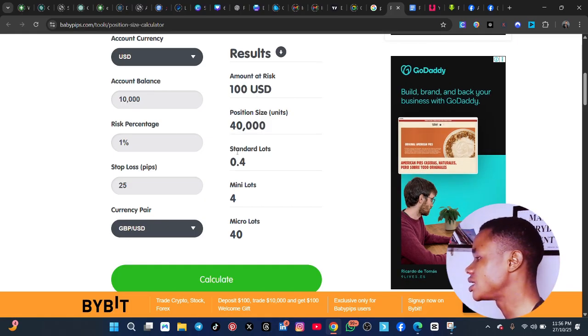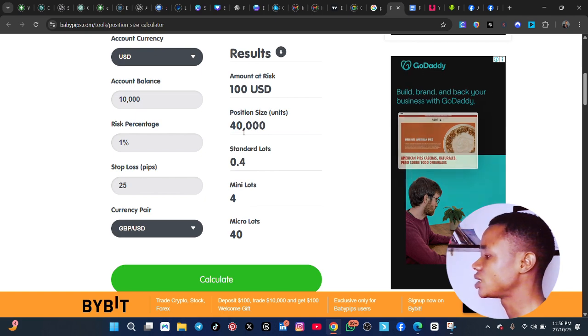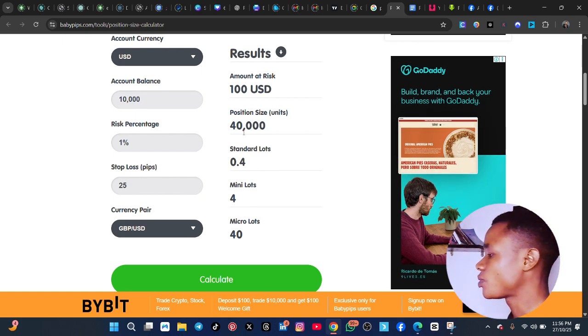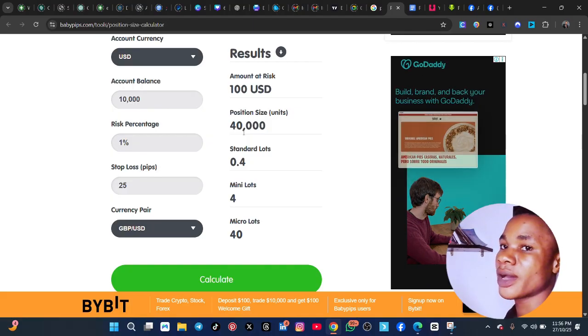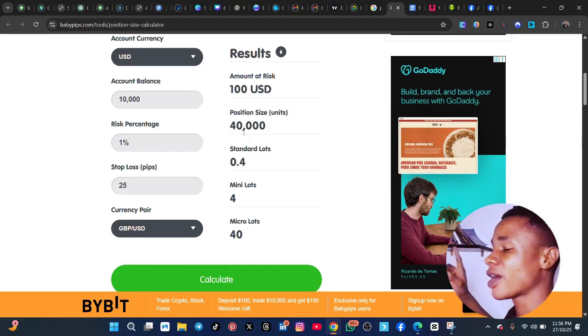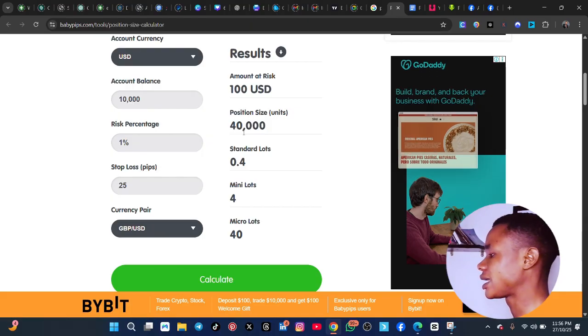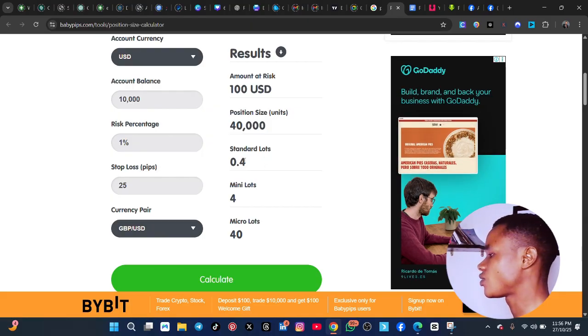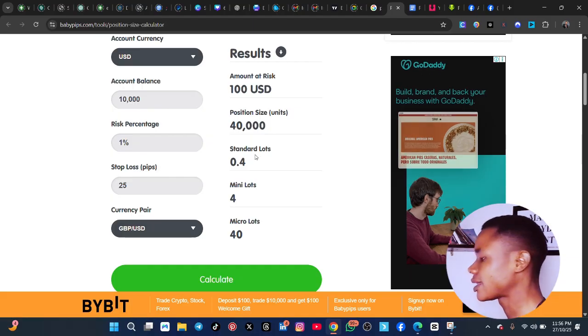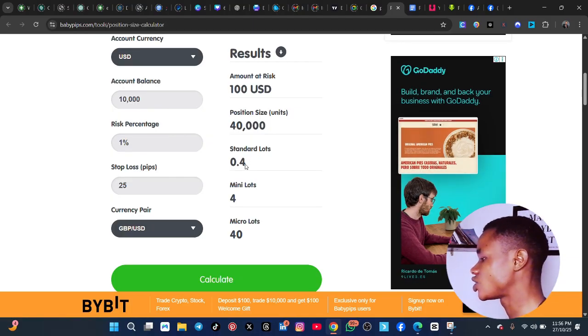And if you are going with this, the position size is 40,000 units. So the 40,000 units, you will now know that 40,000 units divided by 100 divided by 100 will now give you 0.4. So you just do the calculation and get, you can see the standard lot size is 0.4. In fact, forget the position size here. Let's look at this standard lot size alone.